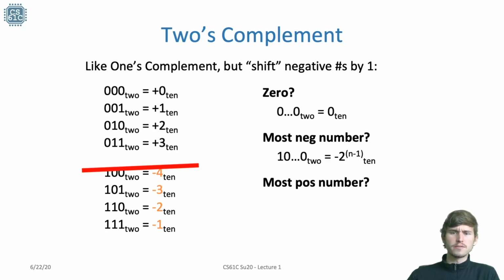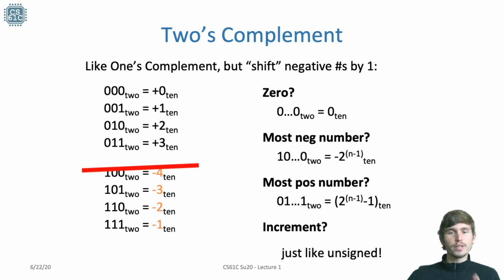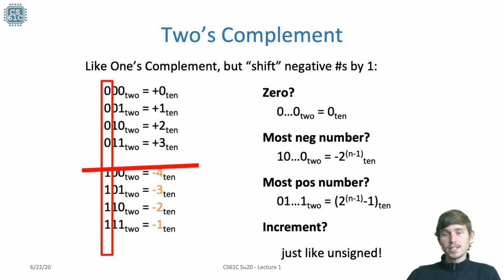How about the most positive value? Well, the most positive number is going to be all 1s except for the most significant bit's place, because once again, that's the only bit that is negative. So we're going to be able to represent values up to 2 to the n minus 1, minus 1. How about incrementing? Well, incrementing is just like unsigned, which is a really great benefit. Also, something to notice is that we can now use the most significant bit as a sign bit, so we can quickly determine if a number is positive or negative.